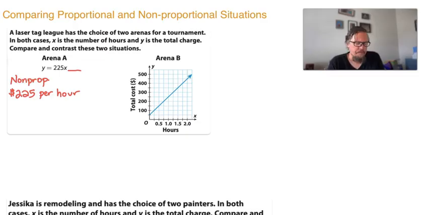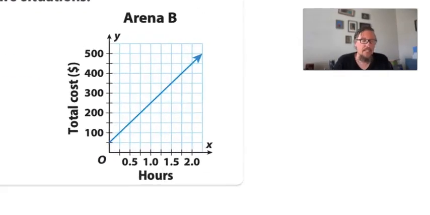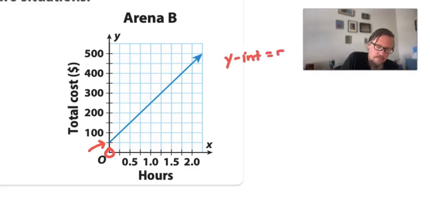Let's take a look at the next one. So arena B is a non-proportional relationship. How do we know that this one's non-proportional? Well, the way you can tell from a graph is, does it go through the point 0, 0? And this one does not, because there's the origin and the line does not go through the origin. So where does it start? It starts right here in between 0 and 100. So I think it's reasonable to say that it has a y-intercept of 50, which makes it non-proportional.